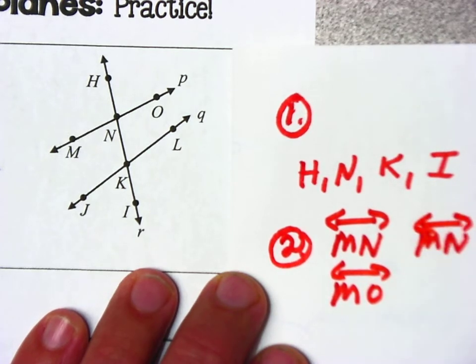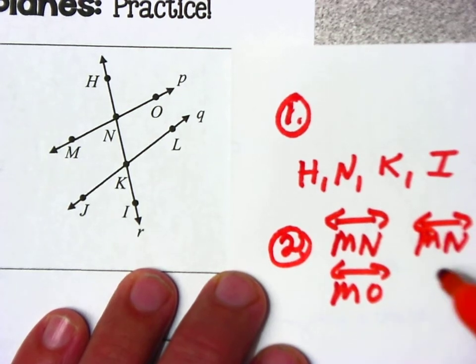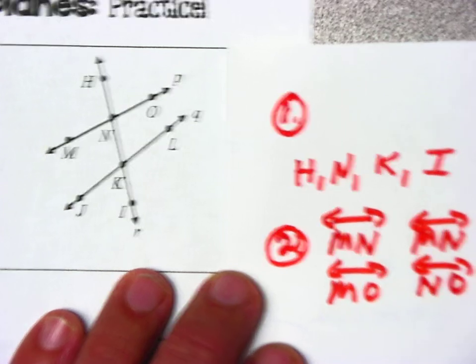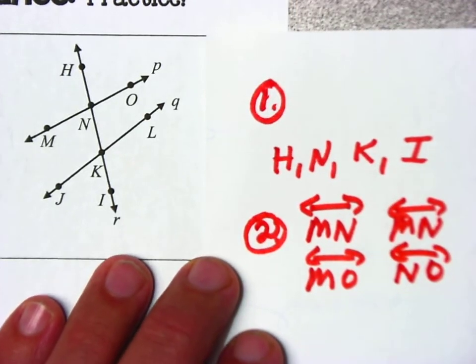You can also switch these letters. You can say line N-M, line M-N, M-O, let's try N-O. Well, anyway, you get it. Pick any 2 points that are on the line in any order.